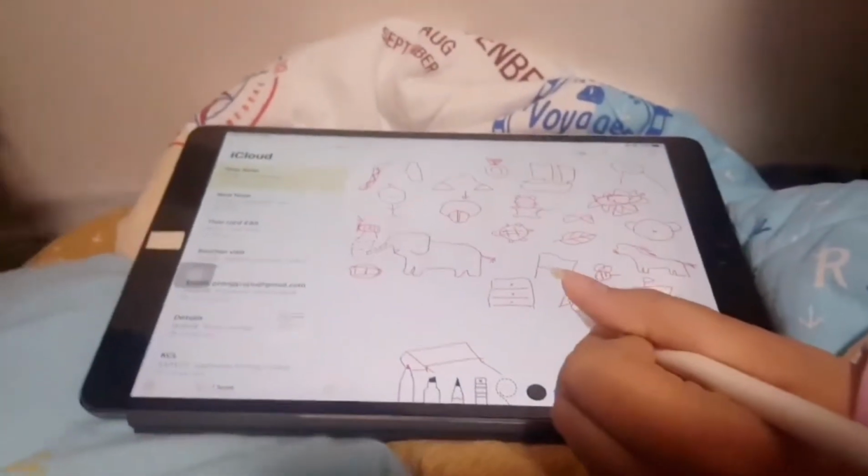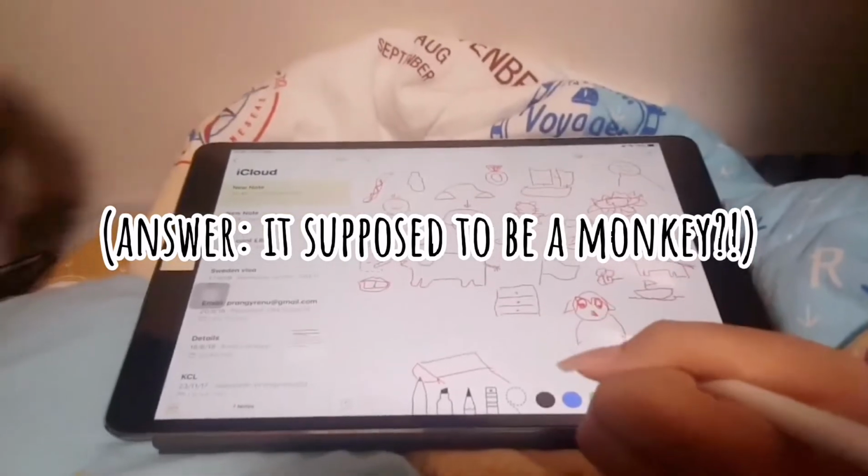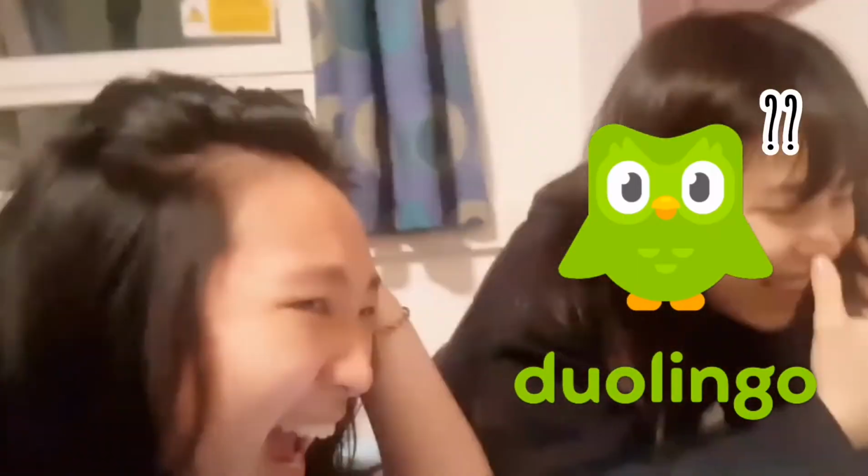Oh, we have two monkeys then. Oh, we drew a monkey. Okay, wait, you must draw legs. Wait, it looks like a dog. It looks like the, you know, Duolingo. Oh, yeah. It's Duolingo. It's very scary.